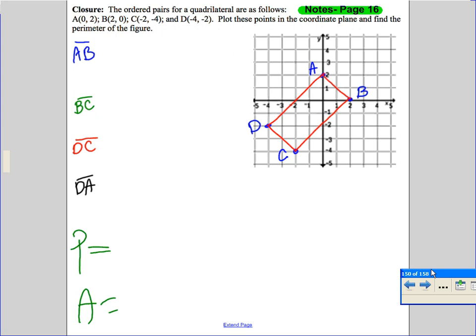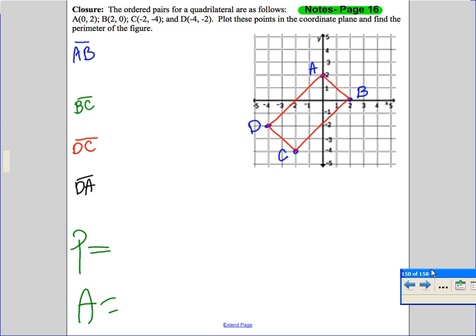Let's go over our warm-up, and then we'll get to the special right triangle homework. So a couple of you did not listen for this one. You need to use the distance formula for each of these. You cannot count a diagonal line. Can't count the units if it's diagonal, only if it's vertical and horizontal.